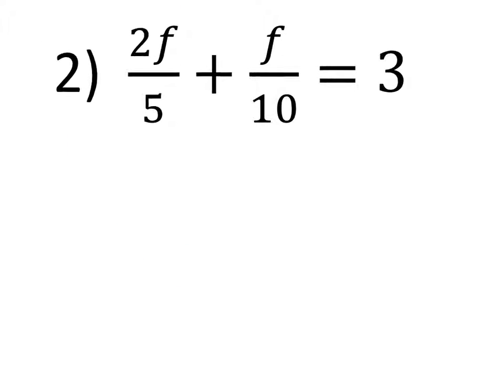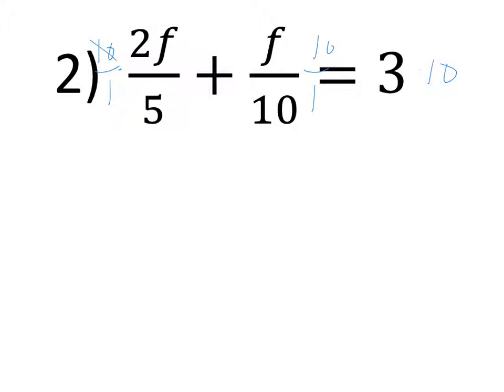Again, you're going to multiply by the common denominator. My common denominator between 5 and 10 is going to be 10. So I'm going to multiply everything by 10 over 1. Now 10 and 5 goes to 1 and 2. When you multiply, make sure you multiply the 2 and the 2f. That's going to get you 4f. Here the 10s cancel, so I get plus f, or 1f, equals 30.